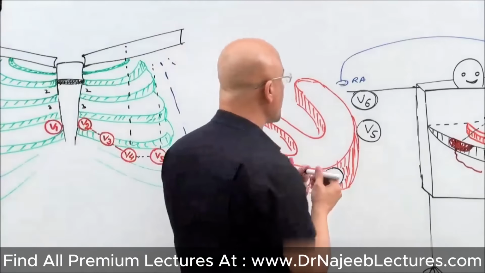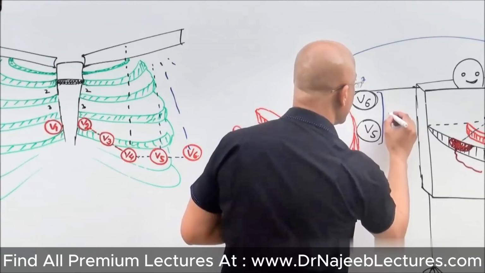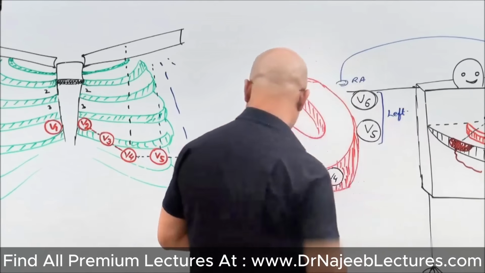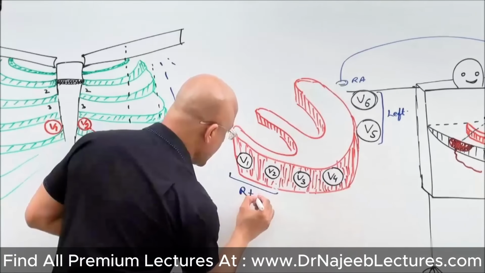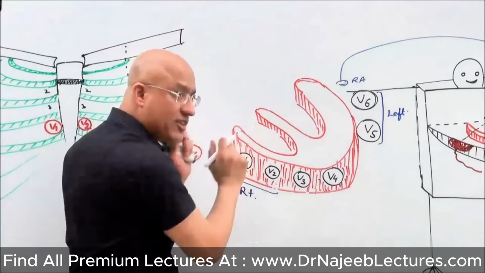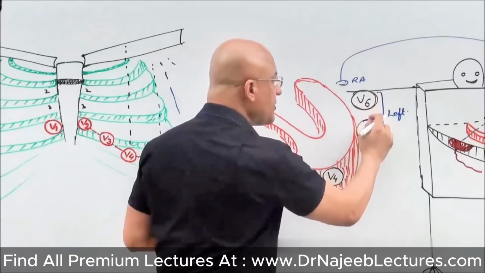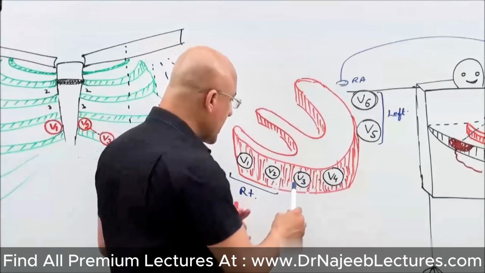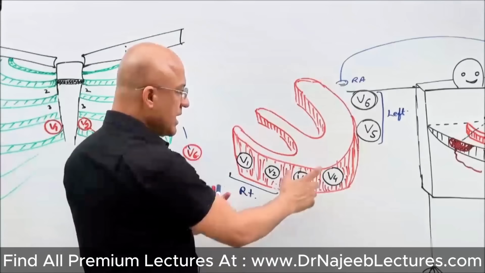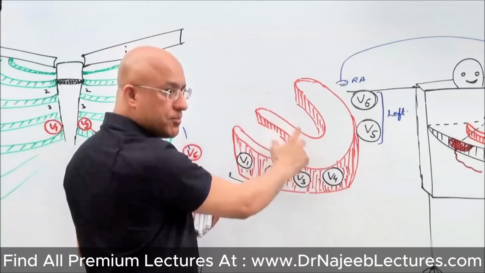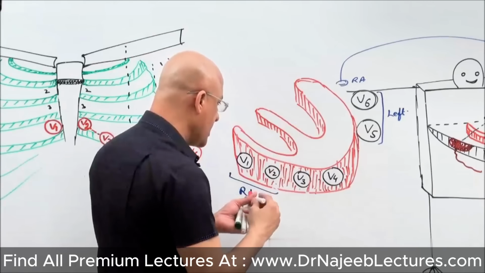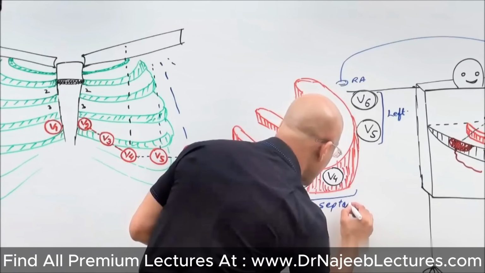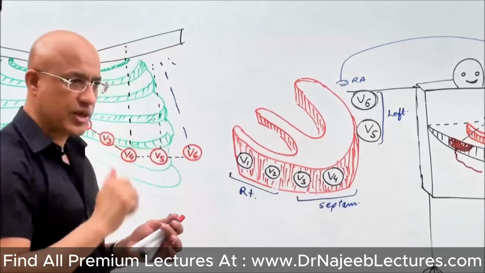V5 and V6 are oriented over the left side of the heart. Right? V1 and V2 are oriented over the right side of the heart. V5 and V6 are oriented over the left side of the heart. And if you look at V3 and V4, they are oriented over the interventricular septum. They are oriented over the septum.